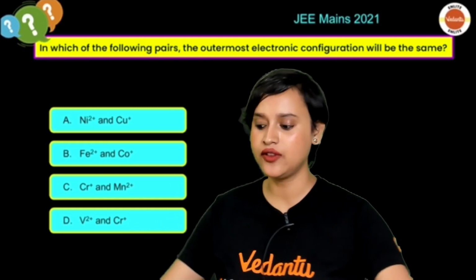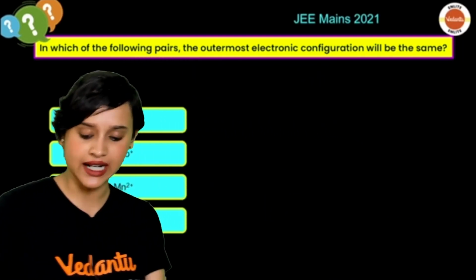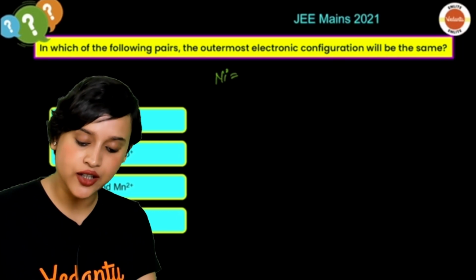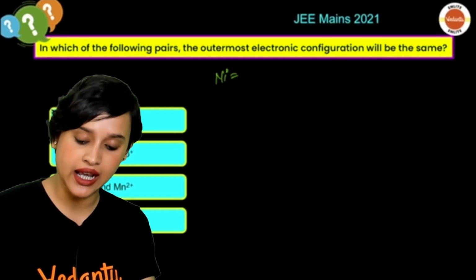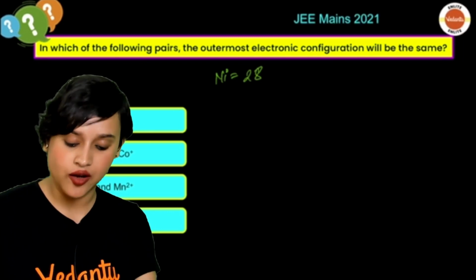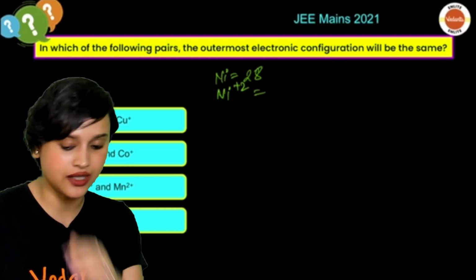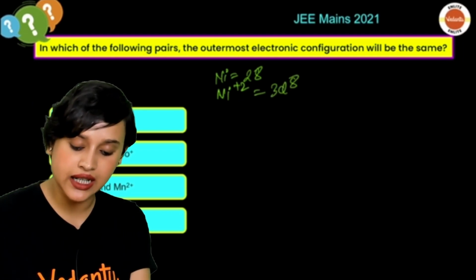Let's take a look at it, everybody. Yes, let's try to solve it. Now we know that Ni, what is the atomic number for Ni? Ni is 28, right? Now it is saying Ni2+. Ni2+ means it will be 3d8, just 3d8, right?